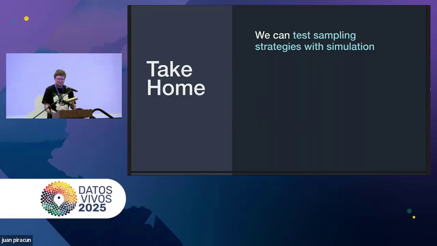And so just to briefly conclude here, the whole idea is that you can test sampling strategies with simulation, and this is really important before we go and spend a bunch of money on a costly monitoring program, to generate an expectation of how well we expect it to do.